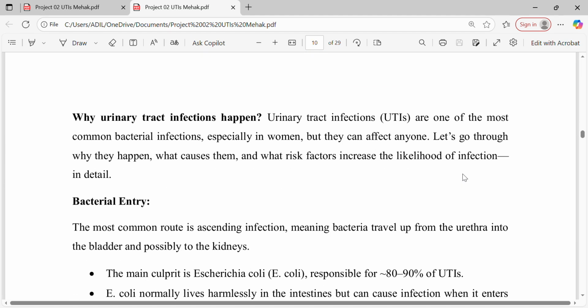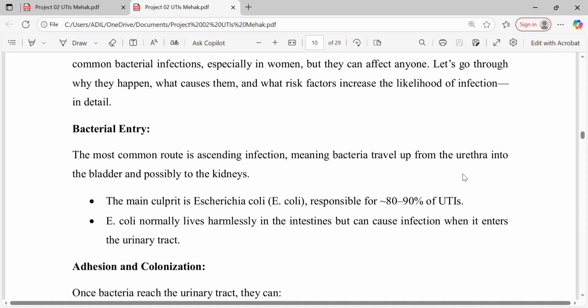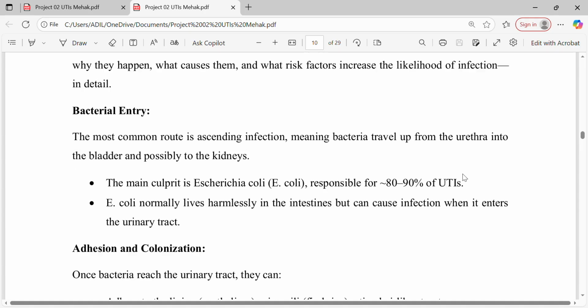Urinary tract infections are one of the most common bacterial infections, especially in women, but they can affect anyone. Let's go through why they happen, what causes them, and what risk factors increase the likelihood of infection in detail. Bacterial entry. The most common route is ascending infection, meaning bacteria travel up from the urethra into the bladder and possibly to the kidneys. The main culprit is E. coli, responsible for 80 to 90% of UTIs. E. coli normally lives harmlessly in the intestines but can cause infection when it enters the urinary tract.